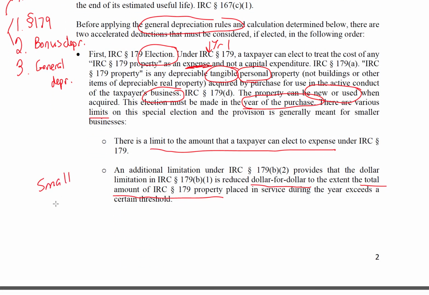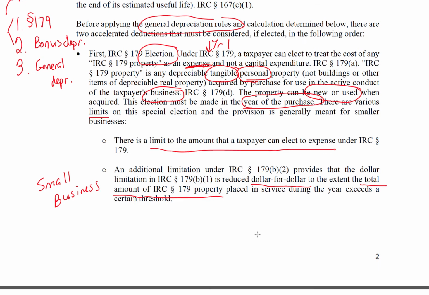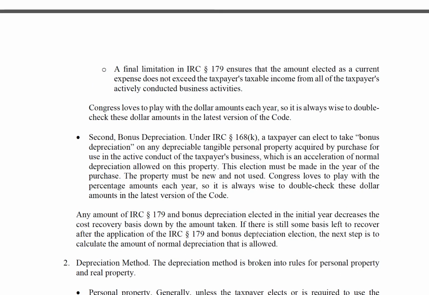So if you're one of the large businesses out there, like Walmart, and you're buying this, then you can't take this election, because if you're purchasing many millions of dollars of assets, then it's going to reduce this dollar for dollar. There's also a taxable income limit as well. And again, this gets at small businesses. So all the limitations are based on small businesses. So please take a look at these limitations.